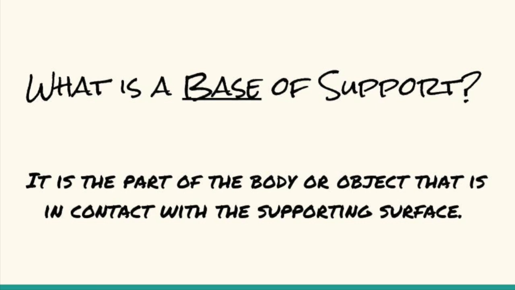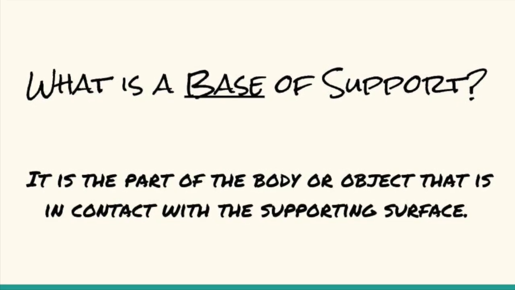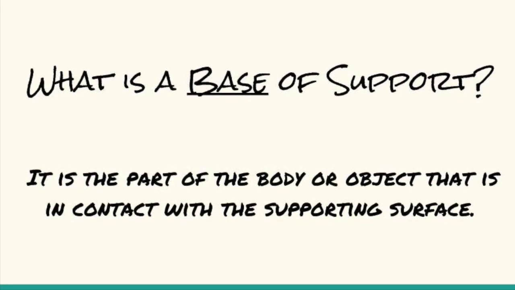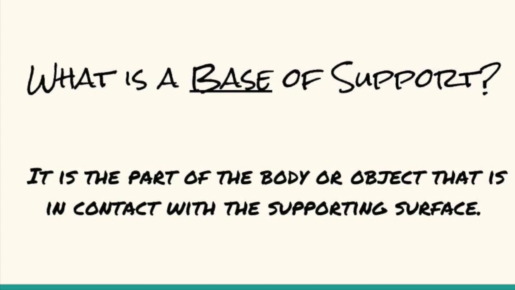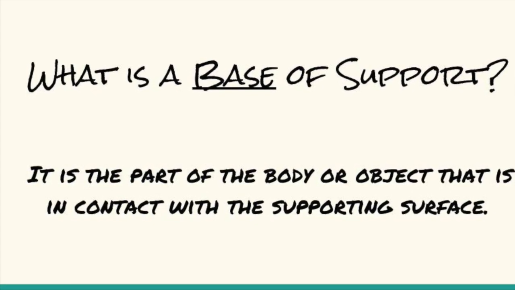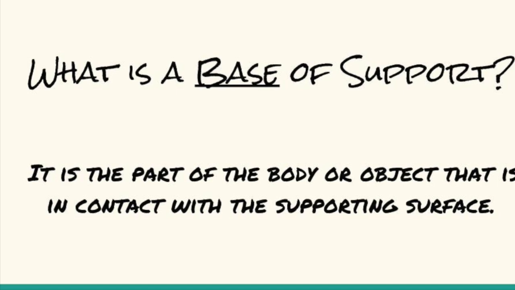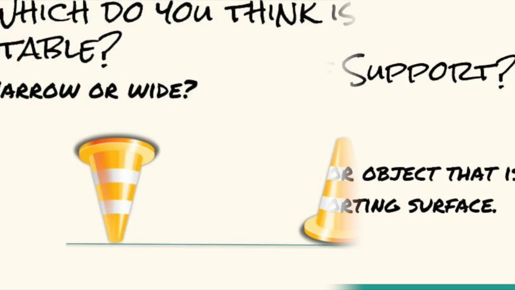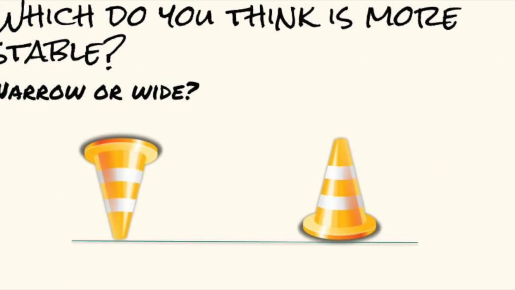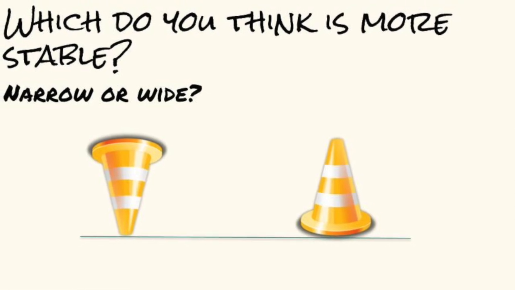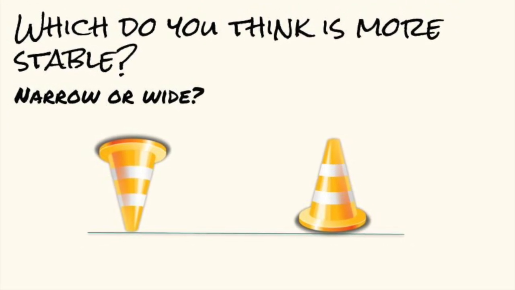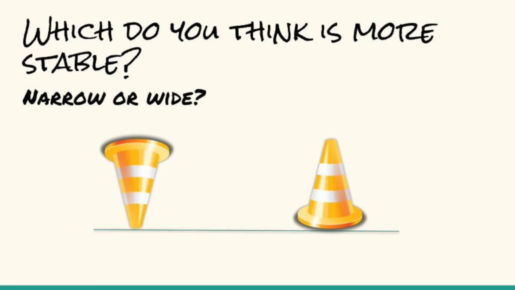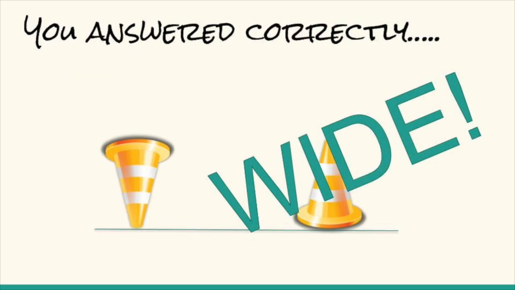All right, moving on to base of support. Well, what is it? Base of support is the part of the body or the object that's in contact with the supporting surface. Take a look at the cones. Which do you think is more stable, narrow or wide? You guessed it. The wider the base of the support, the more stable.